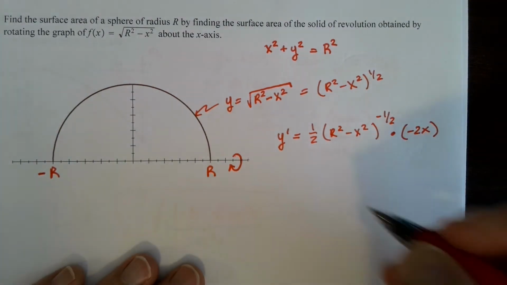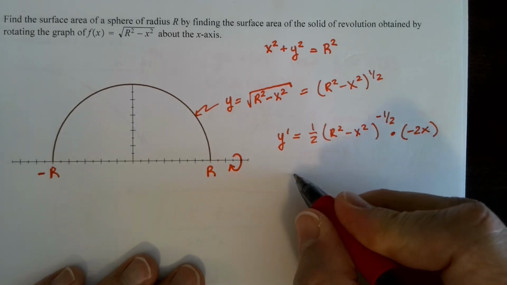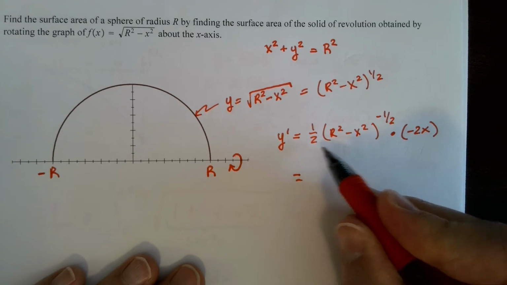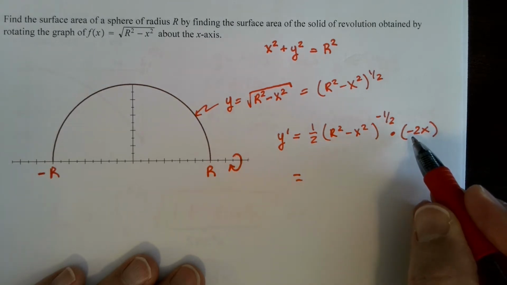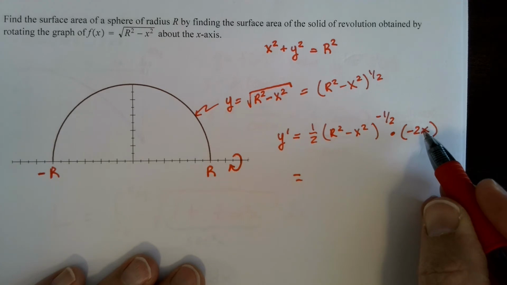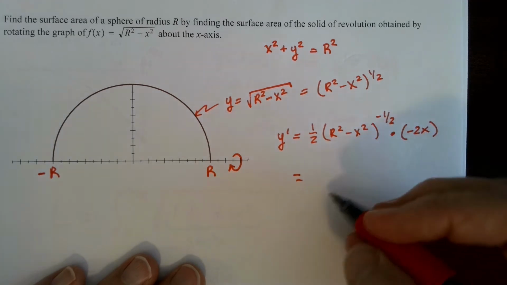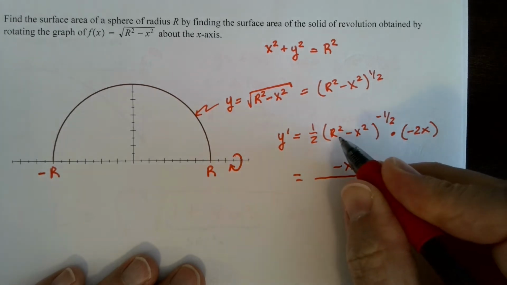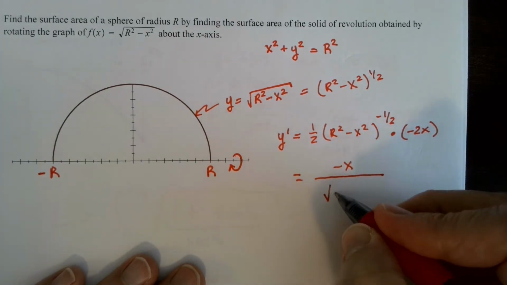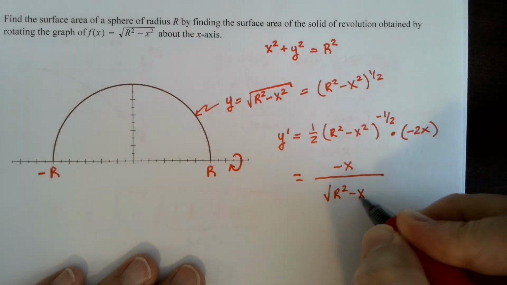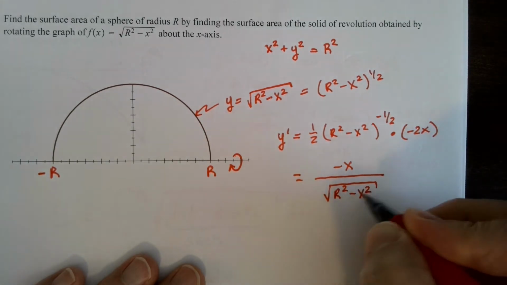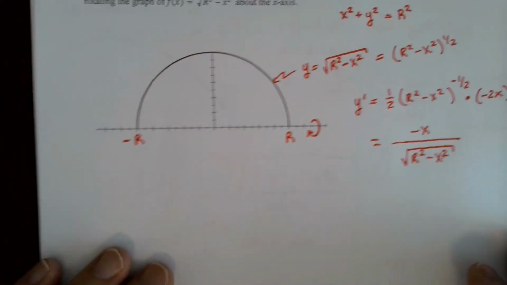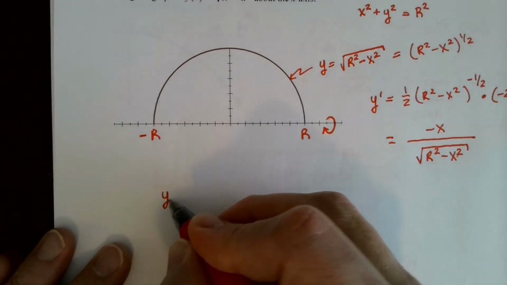Okay. And so if I clean this up a little bit, the 1/2 times negative 2 is negative 1. I've got negative x, and then all this to the negative 1/2, I'll put that at the bottom. So I'm going to have negative x divided by r squared minus x squared to the positive 1/2, or square root if you want to write it back in terms of that. So this is r squared minus x squared to the 1/2 power in the bottom. So there's y prime. And then I need to find y prime squared, right?